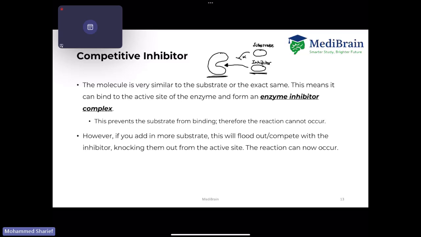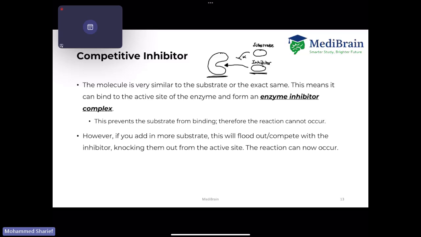So think of competitive inhibitors as a competition. You've got a competitive inhibitor which has a similar shape to the substrate and it's going to be competing to bind to the active site of the enzyme. And if it is bound, you can't form the enzyme substrate complexes. You can only form the enzyme inhibitor complexes. However, if that does happen, you can increase the concentration of substrate. So when you add in the substrate, it will knock out the inhibitor which is bound and it will bind to the enzyme's active site instead. And therefore, the reaction can now occur.